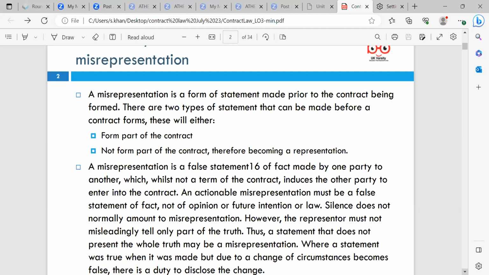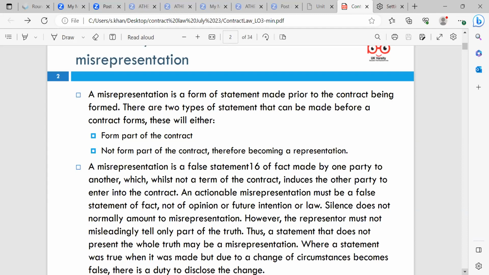A misrepresentation is a false statement of fact made by one party to another, which, whilst not a term of the contract, induces the other party to enter into the contract. An actionable misrepresentation must be a false statement of fact, not of opinion or future intention or law. Silence does not amount to misrepresentation. However, the representer must not misleadingly tell only part of the truth.